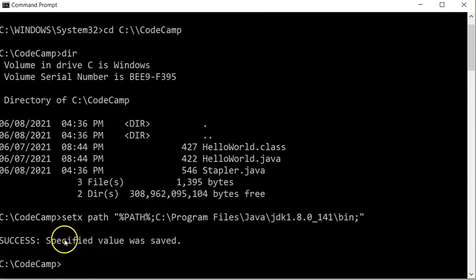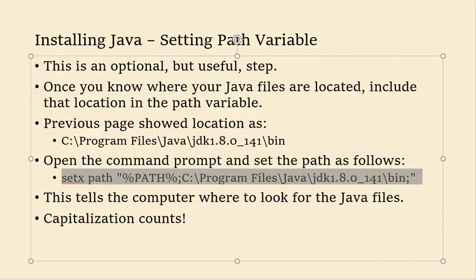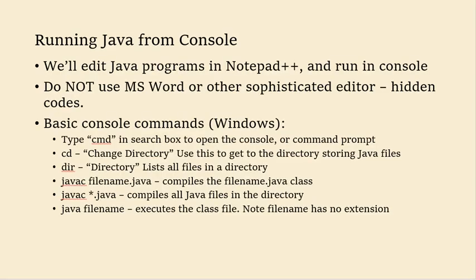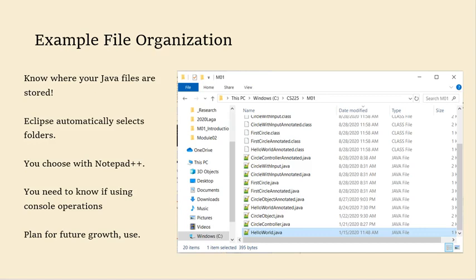Literally do that, and when it works, it says success, specified value is saved. If it doesn't work, don't freak out. You'll see that. And then we've already talked about the commands that we need to worry about: change directory, then to compile a Java file we use the javac command, and to run it we use the java command. It's going to look like this.